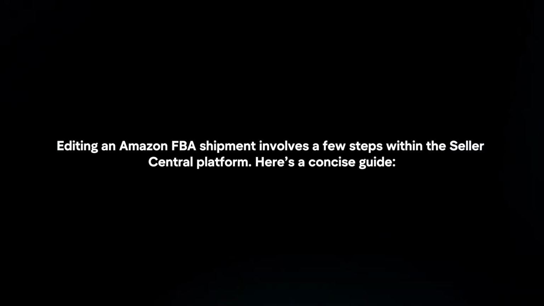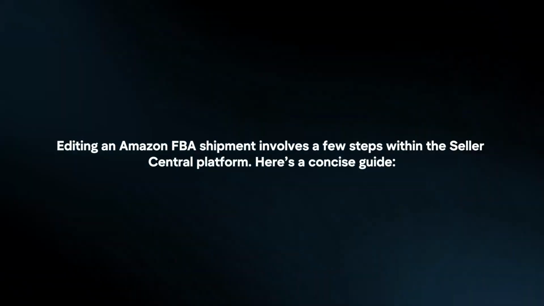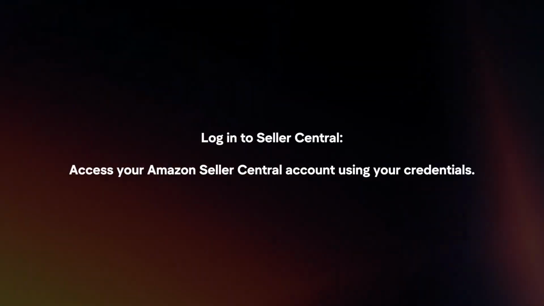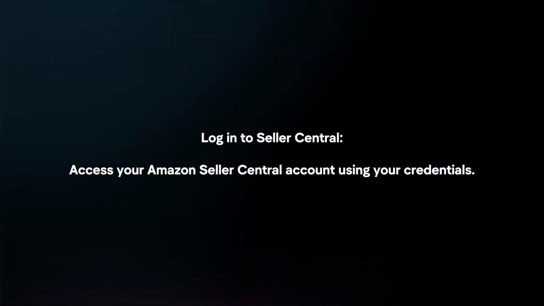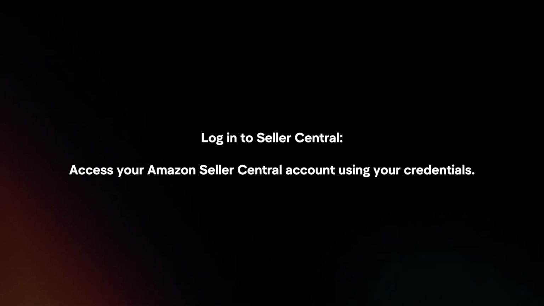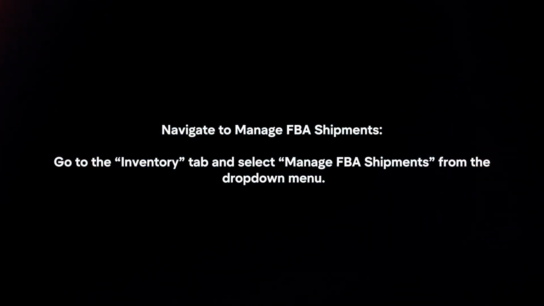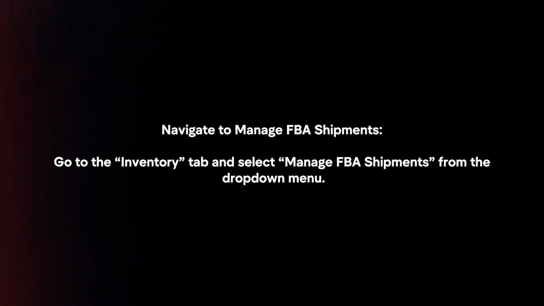Editing an Amazon FBA shipment involves a few steps within the Seller Central platform. Here's a concise guide. Log into Seller Central. Access your Amazon Seller Central account using your credentials. Navigate to Manage FBA Shipments. Go to the Inventory tab and select Manage FBA Shipments from the drop-down menu.